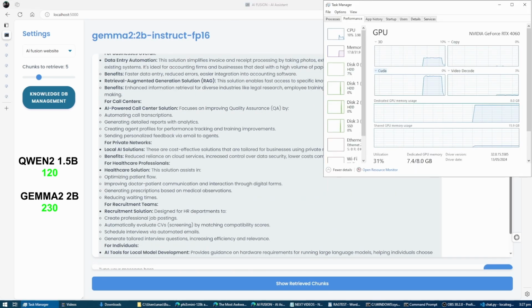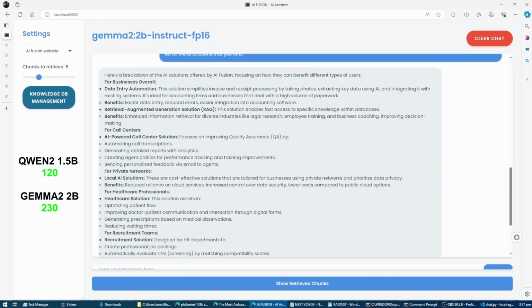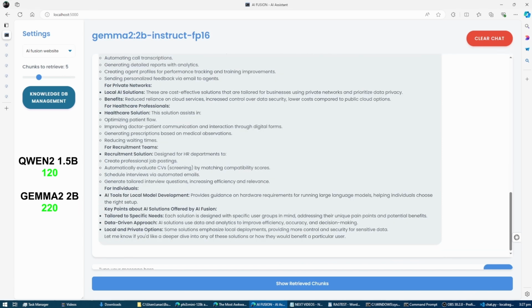Gemma 2 does much better, accurately listing most of the solutions, but it does miss a few. So, we'll deduct 10 points for incompleteness, but overall, it's a much better answer.